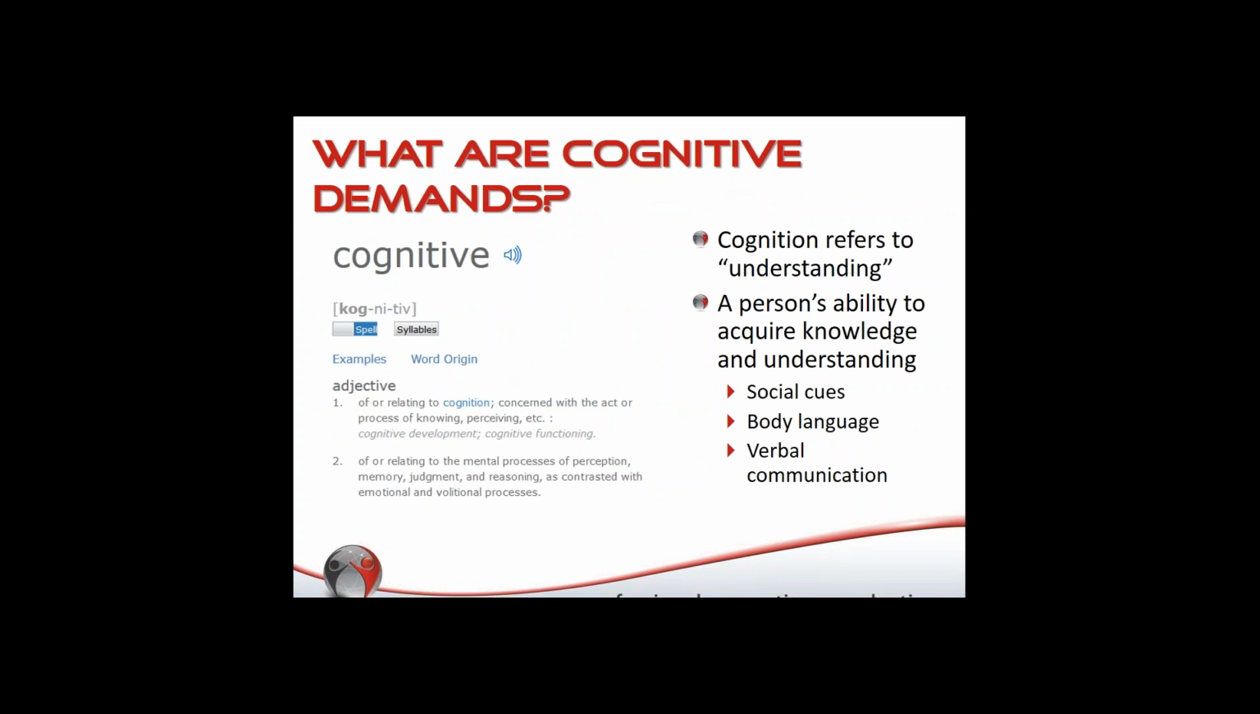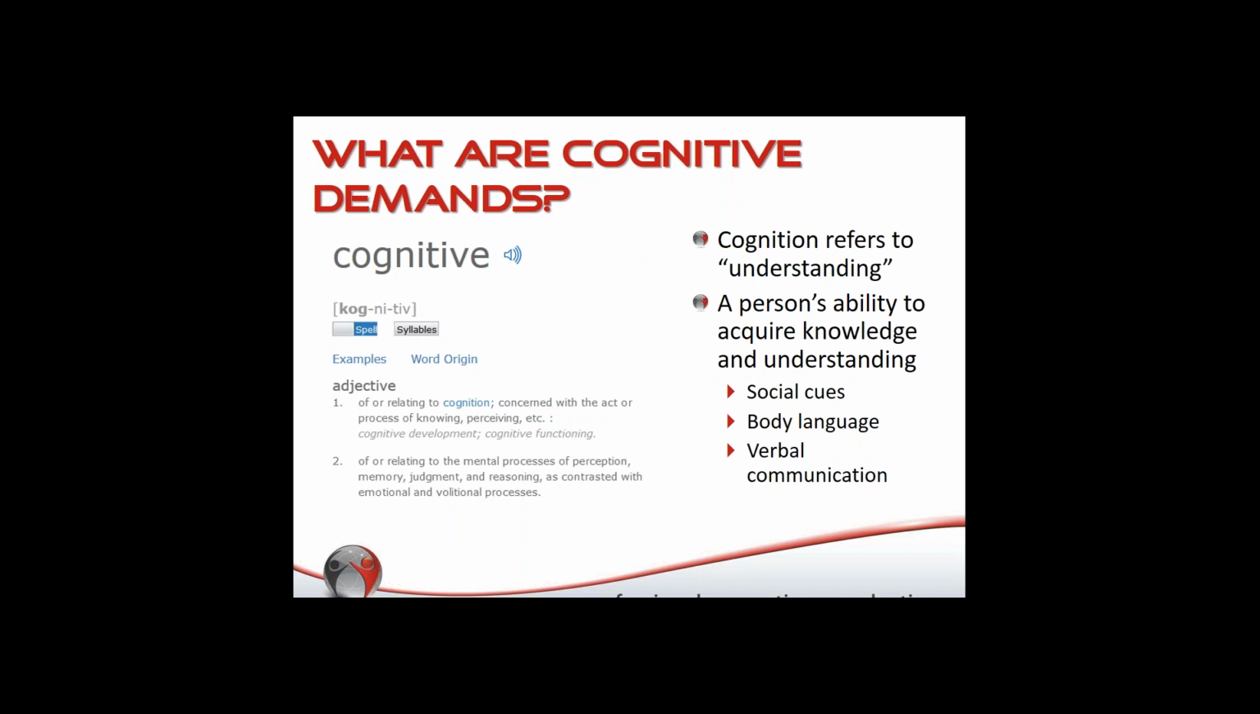So first off, cognitive demands are really about cognition. Ultimately, the term cognitive is derived from the term cognition, which really means understanding. So this is a person's ability to acquire knowledge and understanding, in this example, in their job, so that they are able to draw in the appropriate information from multiple sources, pull that all together, and make appropriate decisions, plans, and strategies, and ask the right questions because they're gathering the right information.